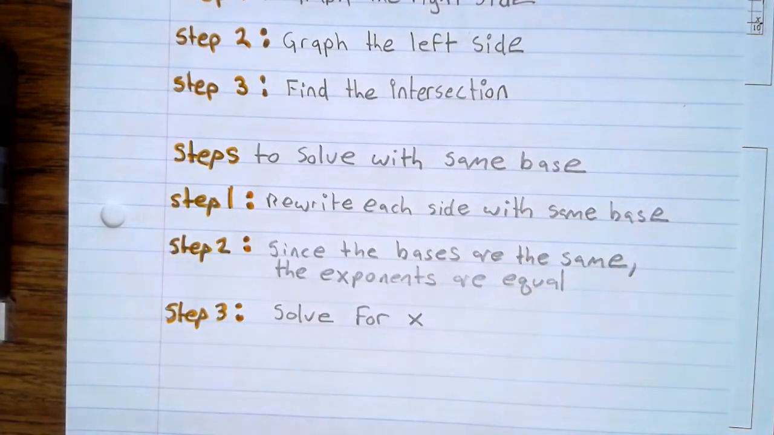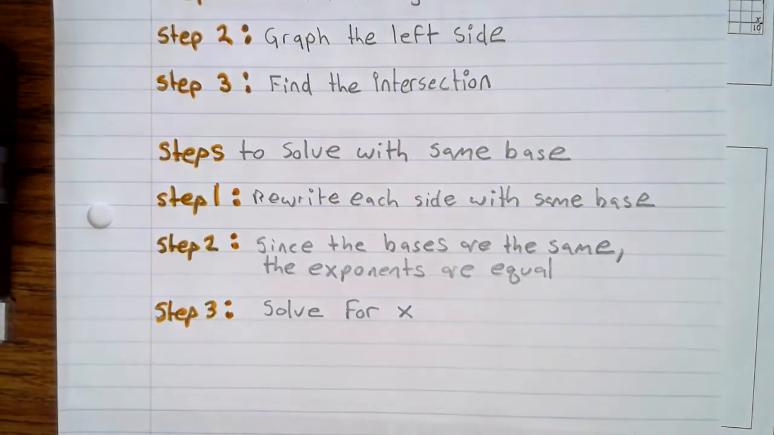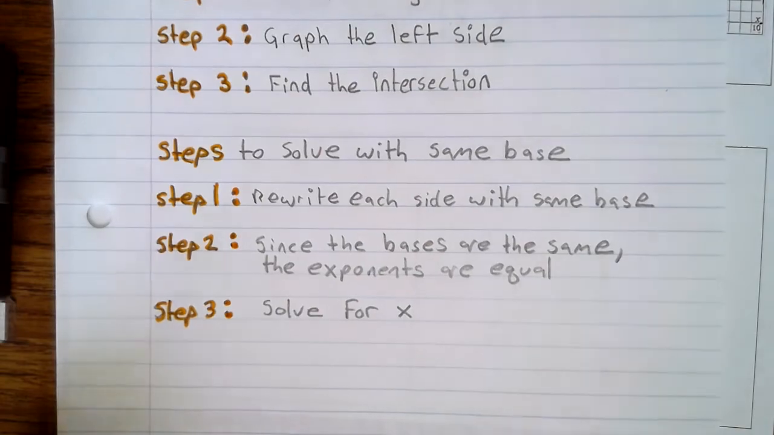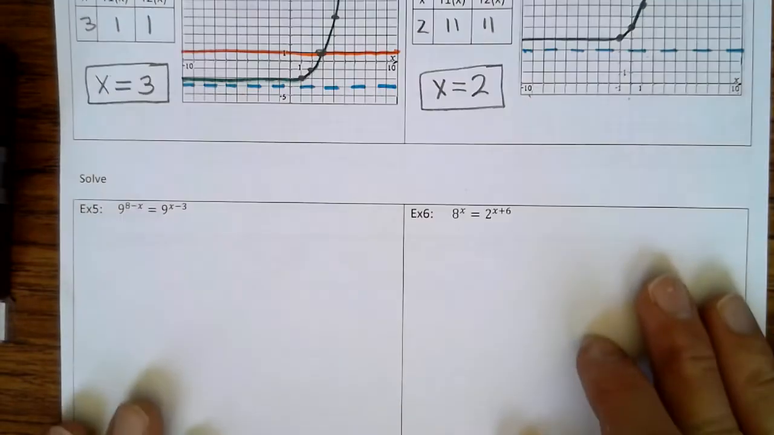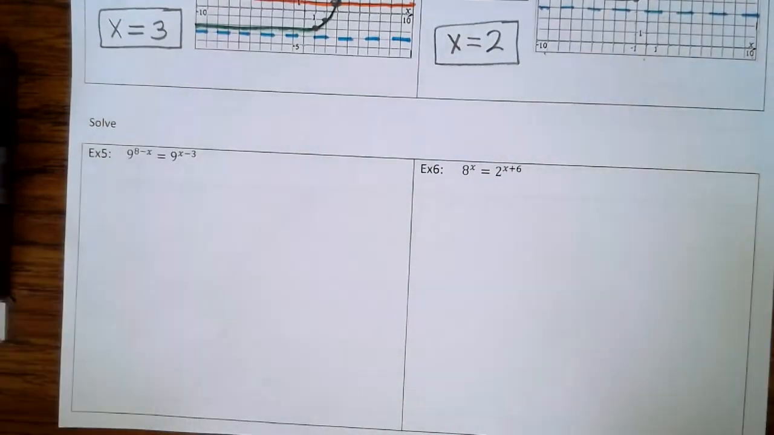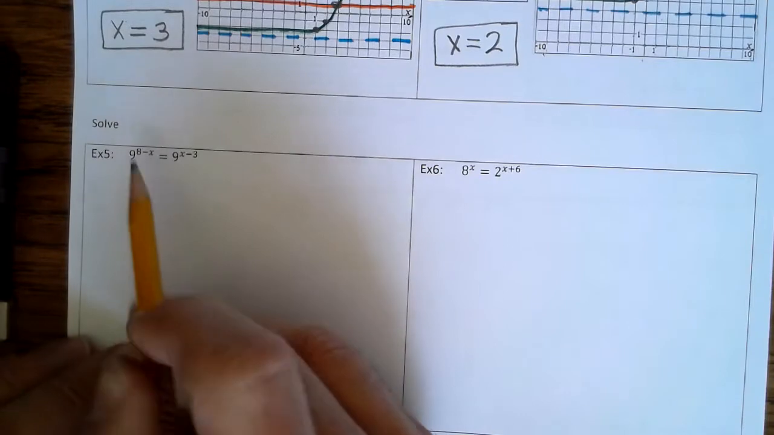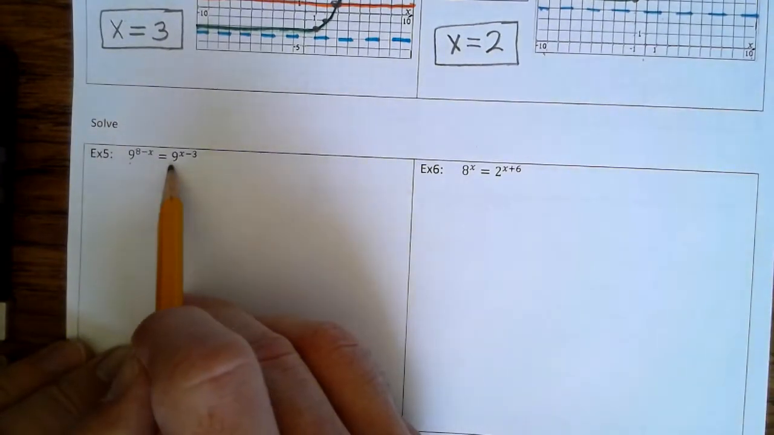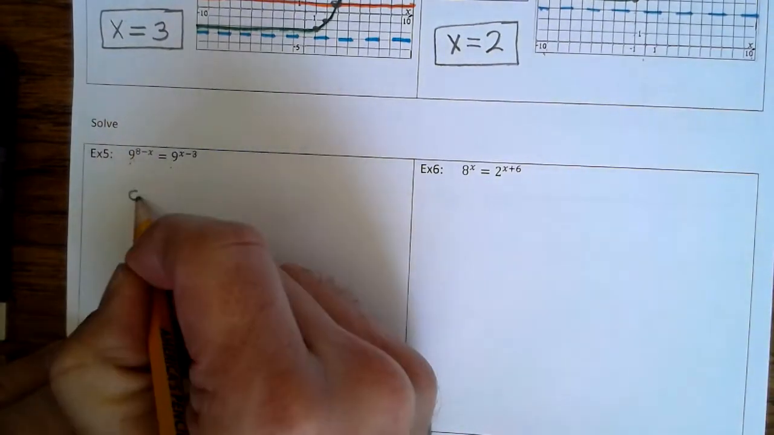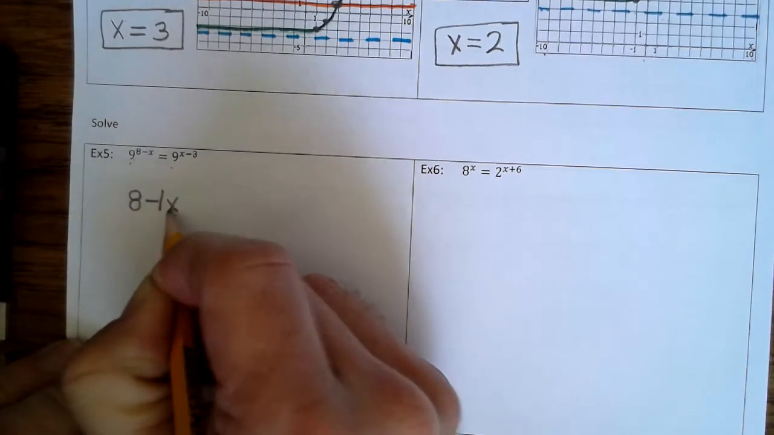Let's take a look at example 5 and 6. All right, so step 1, rewrite each with the same base. Well, you notice here in example 5, the bases are the same, so the exponents are equal. So you can say x minus 1x is equivalent to 1x minus 3. Okay. Now, the last step is to solve for x.